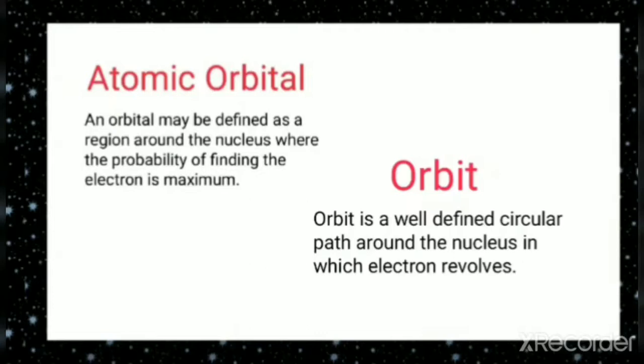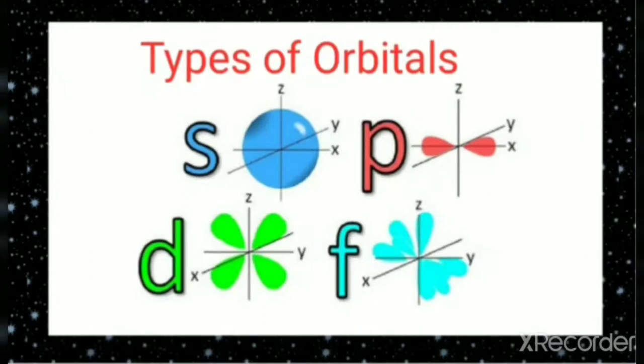Let us discuss what the types of orbitals are. The types of orbitals shown here are s orbital, p orbital, d orbital and f orbital. These orbitals are represented by the letter small s for s orbital, small p for p orbital, small d for d orbital and small f for f orbital. Depending upon the shape, these are s, p, d and f orbitals. Let us discuss each orbital in detail.